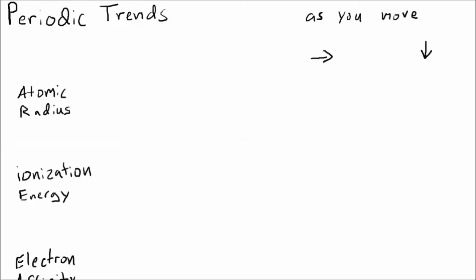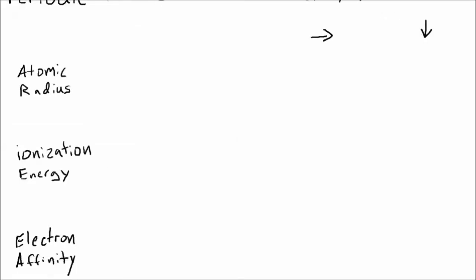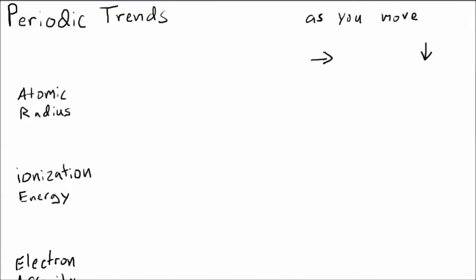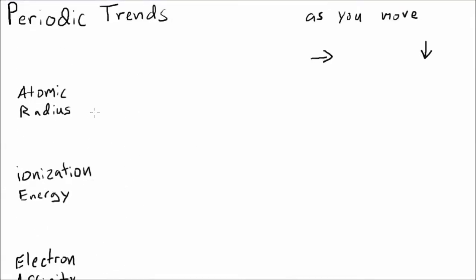So what we're going to do here is go through several properties, and talk about the patterns on the periodic table that you would find for each property. We're also going to define each property for you so that you know what we're talking about.